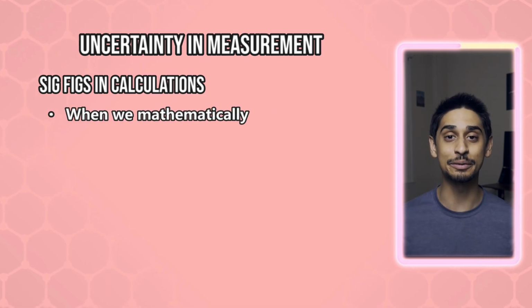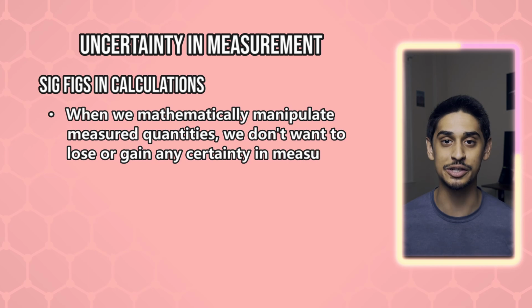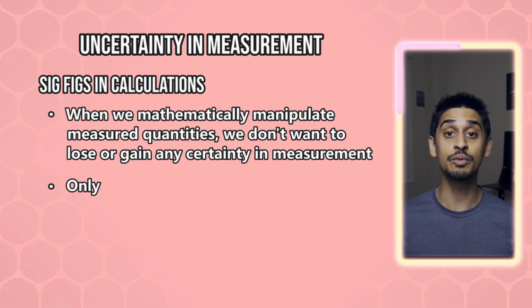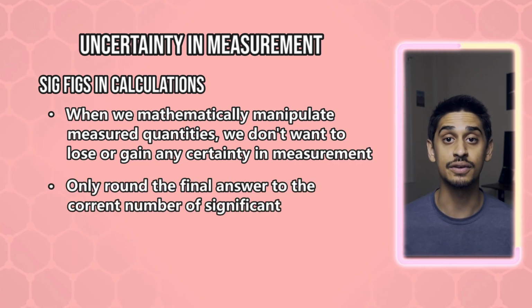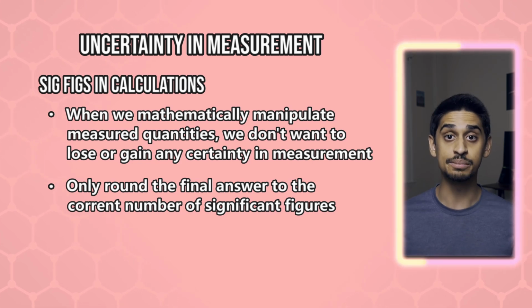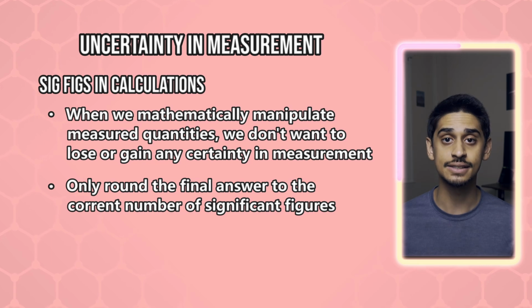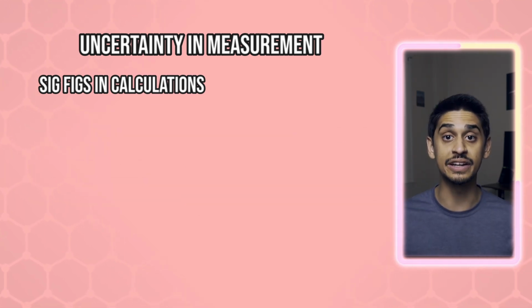When we mathematically manipulate measured quantities, we don't want to lose or gain any certainty in our measurement. One important note is to only round the final answer to the correct number of significant figures. Do not round the intermediate steps, though you should keep track of all significant digits within the calculated quantities. There are 2 rules to follow when manipulating values.